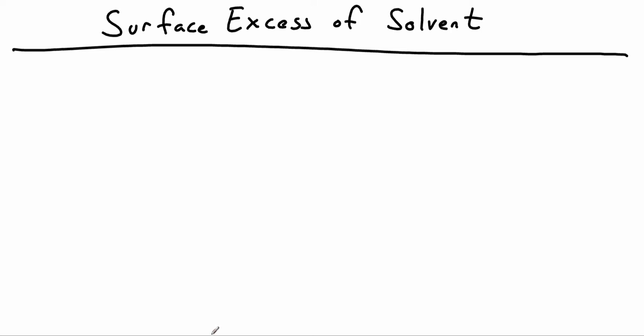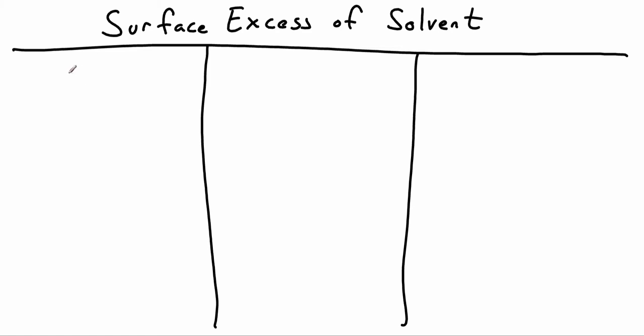We've talked about the surface excess of solutes. What about the solvent itself? Let's imagine three different drawings. We can imagine taking our solvent and putting it here, and then putting in our Gibbs dividing surface.